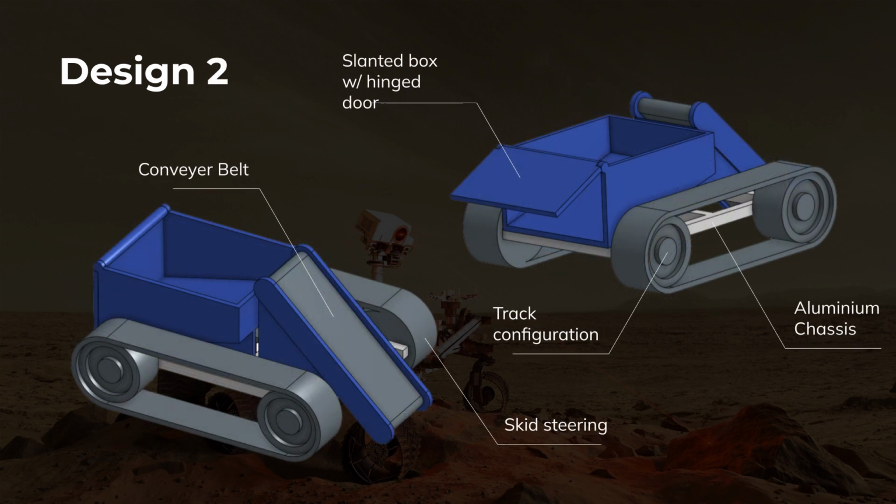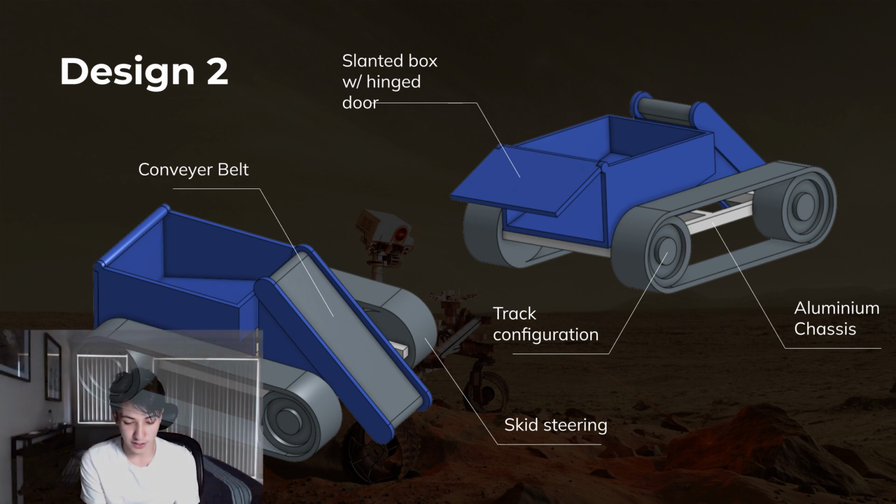Design 2 features a conveyor belt collection system, an aluminium chassis, a track configuration that utilizes skid steering, and a slanted box with a hinged door for storage and deposit. The benefit of this design is its efficiency in collecting samples. The conveyor belt can continuously collect a large amount of samples autonomously, and the track configuration with skid steering provides excellent mobility on a Mars-like terrain with a reduced amount of components.